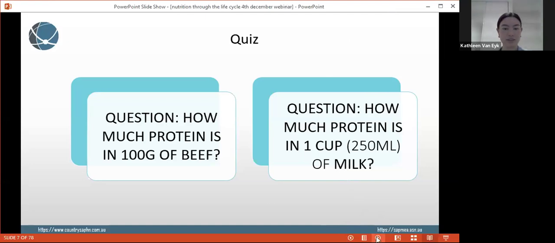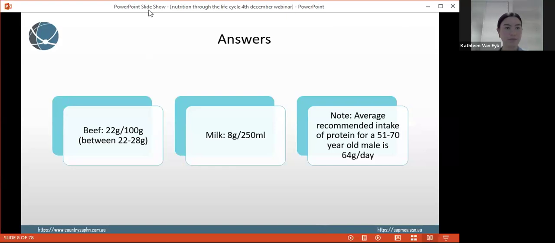There's a range. For beef, per 100 grams, we're looking at roughly 22 grams of protein, but I would accept between about 22 to 28 grams, depending on where you look. So we've got one good answer there, 25. And then the milk, about 8 grams of protein per 1 cup or 250 ml. So pretty close there. And then we've got 26 grams of protein, somebody else's answer, and 8 grams of milk. Perfect.